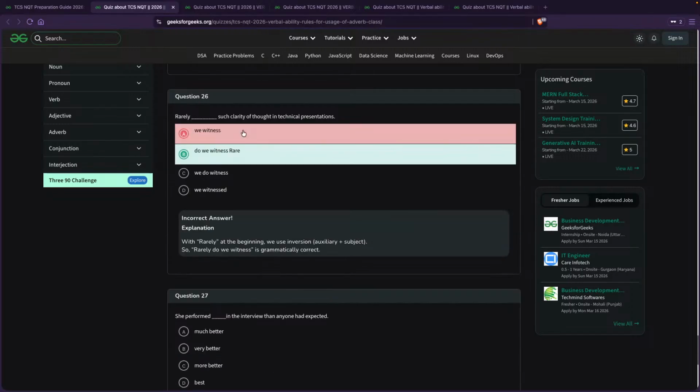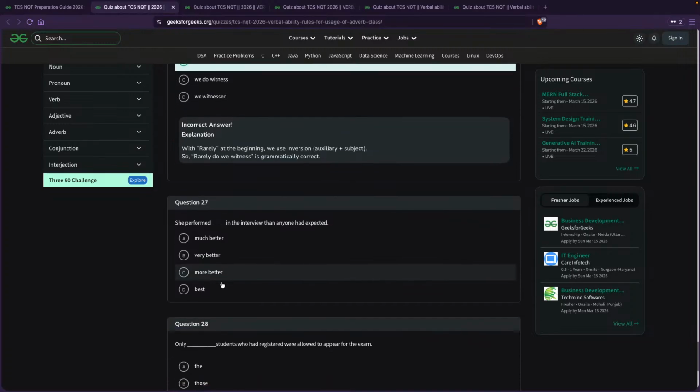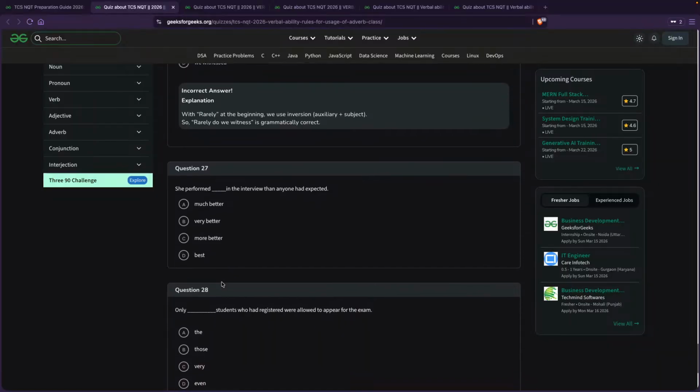Do we witness rare? Rarely do we witness rare? What? This can't be the same. This is not the correct answer. With "rarely" at the beginning, we use inversion, auxiliary and subject. So, rarely do we witness. Rarely do we witness? No, that will be counted as incorrect.